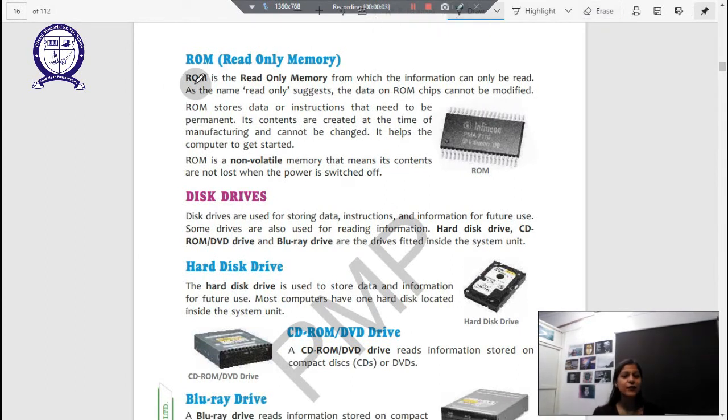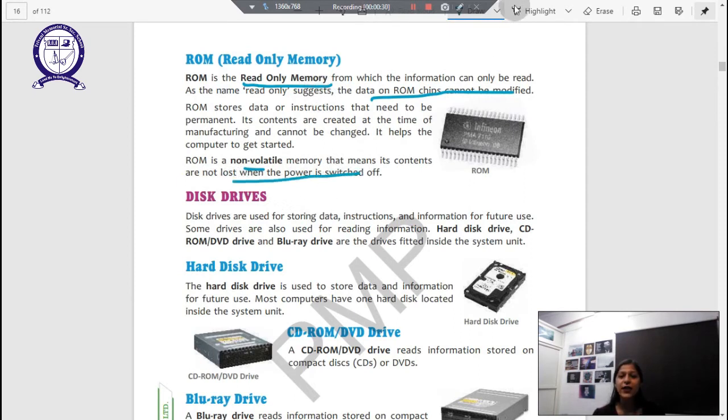Now we will study the ROM. ROM is the read-only memory, as it suggests that the data on the ROM chips cannot be modified. All the important programs, the instructions for the computer to perform a basic task to get started, are the ones that are stored in ROM. It is a non-volatile memory, which means the contents are not lost when the power is switched off.